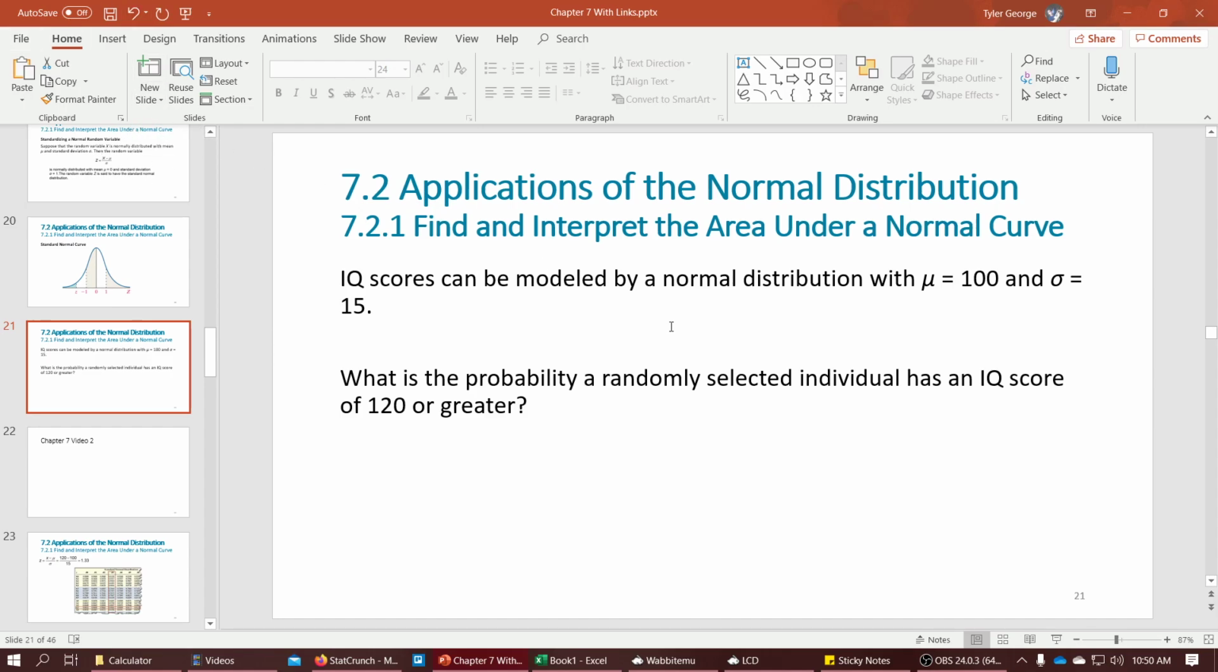Okay, so we have IQ scores can be modeled by a normal distribution with mean 100 and standard deviation 15. It is important that they tell us it is a normal distribution, as we will be soon moving into situations where we will first have to confirm that it is. Okay, so here the question is, what is the probability a randomly selected individual has an IQ score of 120 or greater? Okay, so I'm going to copy over to our whiteboard here what we have.